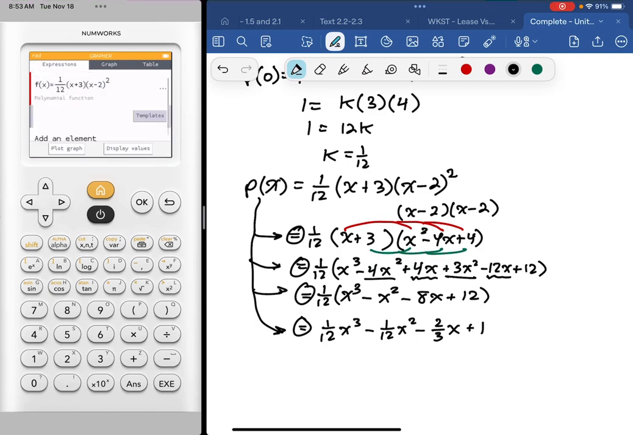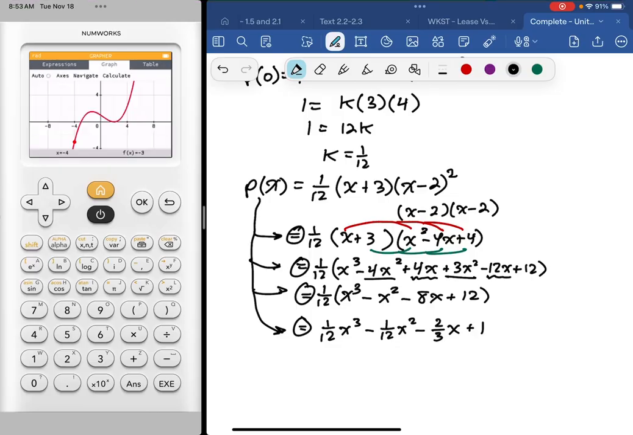And the way I'm going to double check is by typing in my new function, which should be equivalent to the one that's already there. So I got 1/12 x to the third minus 1/12 x to the second minus 2 over 3 x plus 1. Lock it in, go to graph. I'm only seeing one graph on the screen. I'll put it to auto.